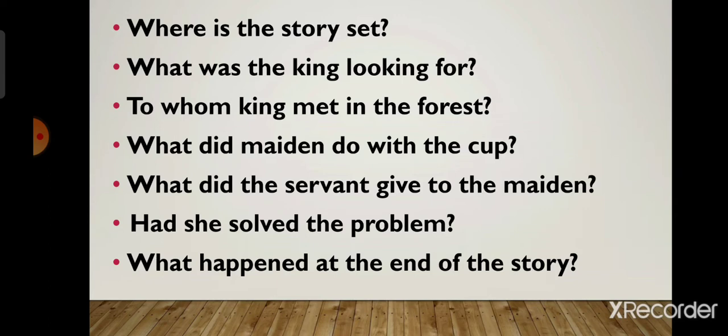She put a pumpkin seed in the jar with some soil and watered it every day. Gradually, a pumpkin grew and the jar filled with it. Then she brought it to the king. Is it so? Yes. And the last question is, what happened at the end of the story? Yes, the king got married to the maiden and they lived happily ever after.